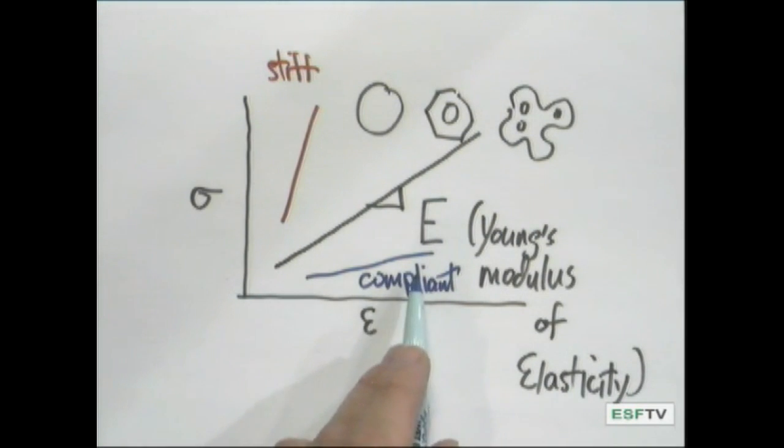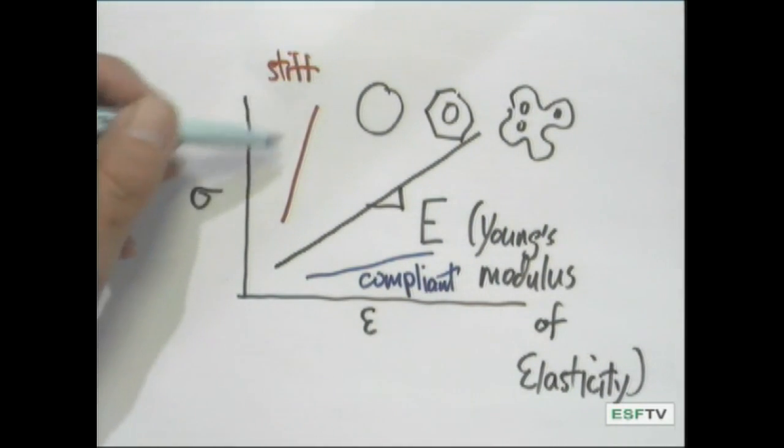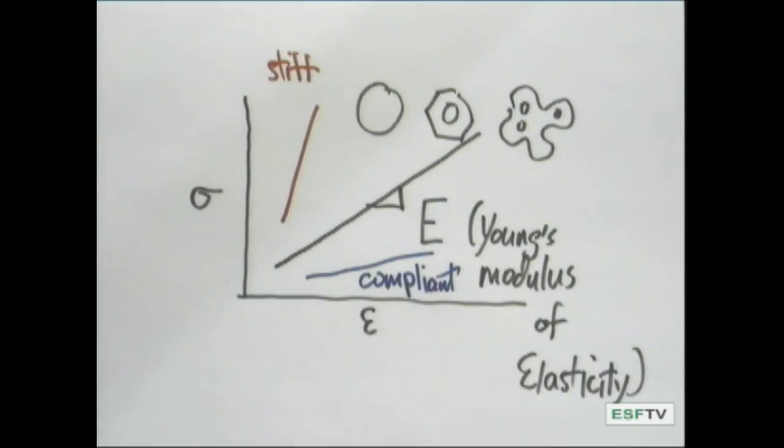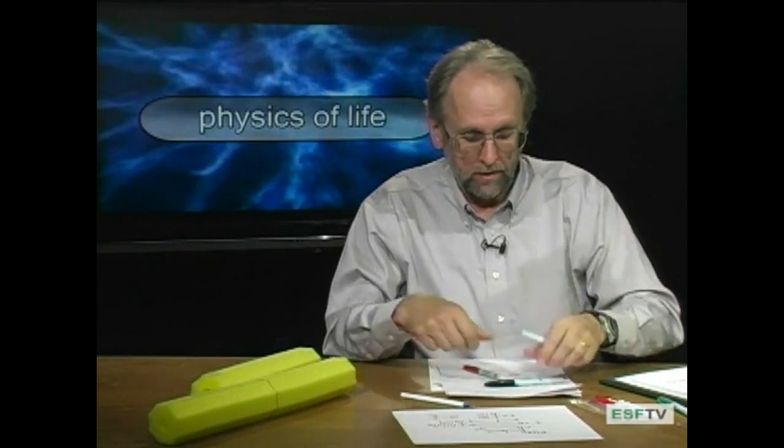This, for example, could be like a rubber band. This could be like a steel wire, for example. And so the magnitude of the Young's modulus is directly proportional to the stiffness of whatever material that you're looking at. Okay, now this is a physics of life course, and so let's just wrap up with a little description of the different kinds of Young's moduli that you can expect to see amongst different kinds of materials.